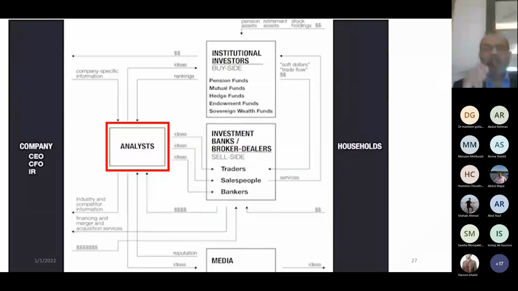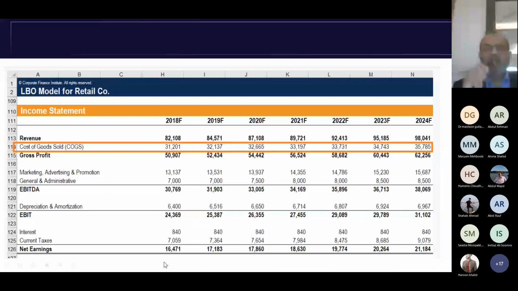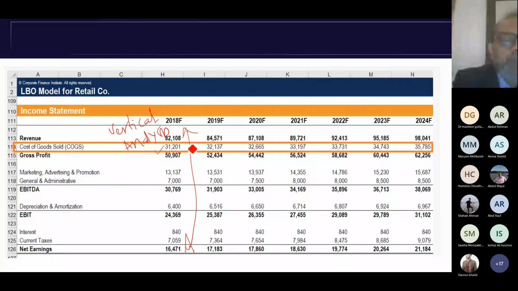Let me explain what a vertical analysis is. If this is 82,000, which is your revenue, how much expense do you have in producing this revenue? You say 40%. So if this is 100%, almost 40% has gone into the cost of goods sold. And how much is the operating? Let's say about 15, 16, 17%. I'm just putting rough guesses.